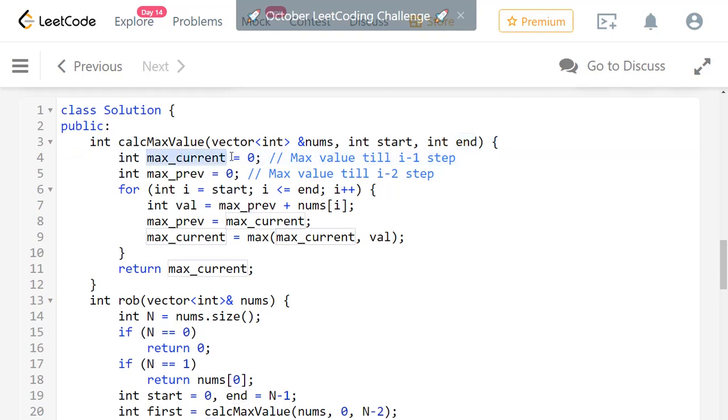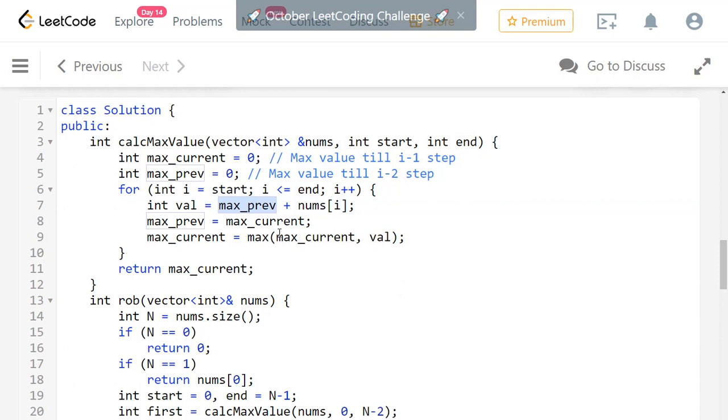So the max current here represents the max value till the I minus 1 step. That means the maximum value that you have got till the previous house. Then max previous represents the max value that you have got till the I minus 2 step. That means the previous to previous house. So then we start from the start house till the end. We check for every house whether to include the current house or not based on the previous two values.